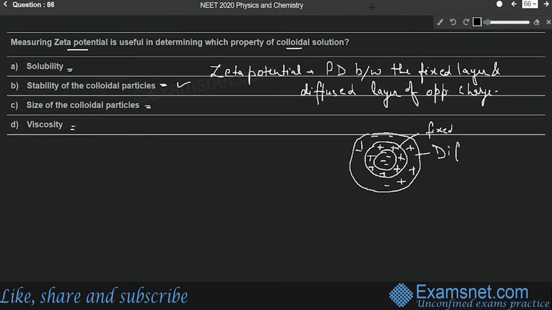And we know that whenever charges are separated, there is a potential difference. So there will be a potential difference between this fixed and diffuse charge as well, and that will be known as zeta potential, and it is a direct measurement for the stability of the colloidal solution.